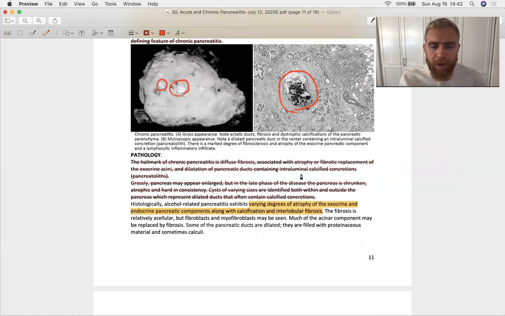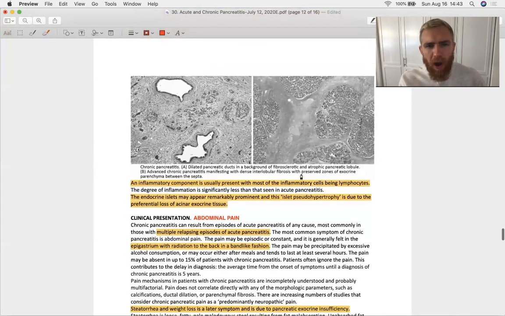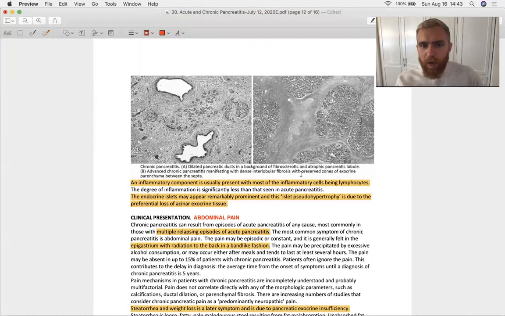I feel like you're going to get an image of a gross pancreas. Why? Because it's kind of a hard organ to get accustomed to if you've never seen one before. It looks kind of weird.